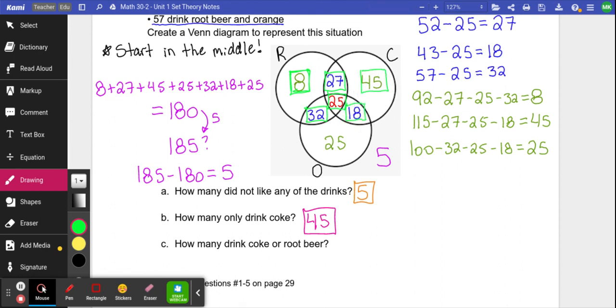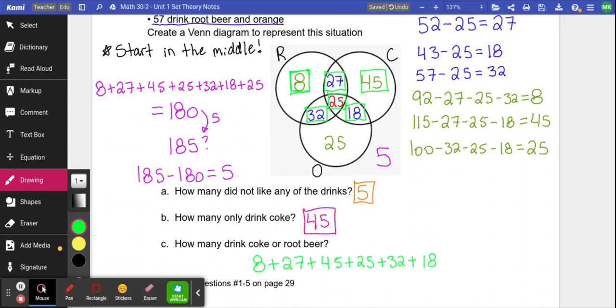All the people that I just put a box around drink either Coke or root beer, or in some cases, both. The question did not ask anything about drinking orange pop, so it doesn't matter if you are in the orange circle or not. As long as you are in Coke or root beer, you're good to go. So let's add those up. 8 plus 27 plus 45 plus 25 plus 32 plus 18. And that will tell you how many people drink Coke or root beer.